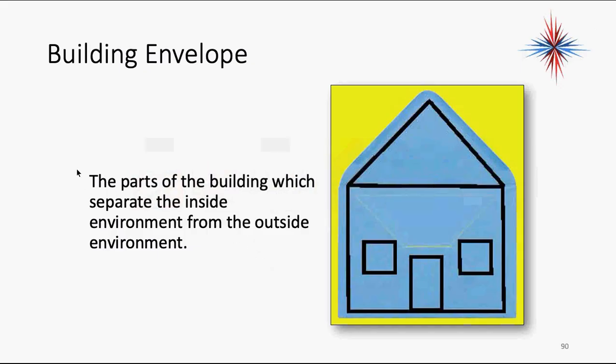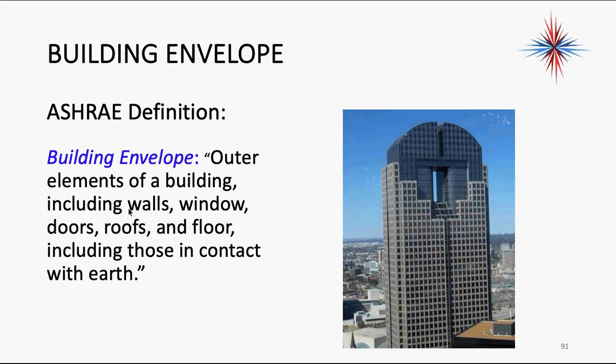So again, the parts of the building which separate the inside environment from the outside environment. I'm talking about the ceiling there. I'm talking about the outside walls. I'm talking about the floors if you don't have a basement. That's the slab. I'm talking about any walls, windows, anything like that. The attic is considered an unconditioned space, so I'm not worried about heating or cooling that. So again, I'm worried about the parts of the building which separate the inside environment from the outside environment.